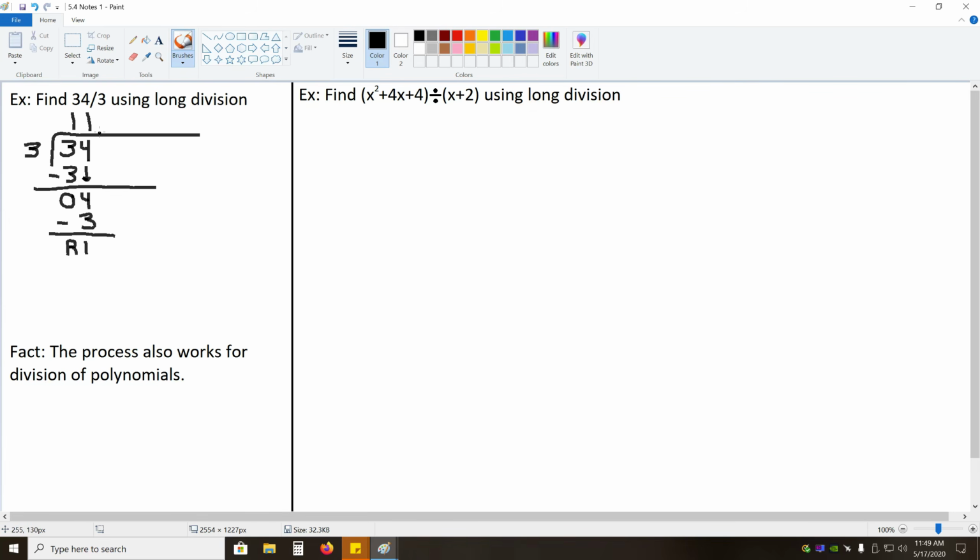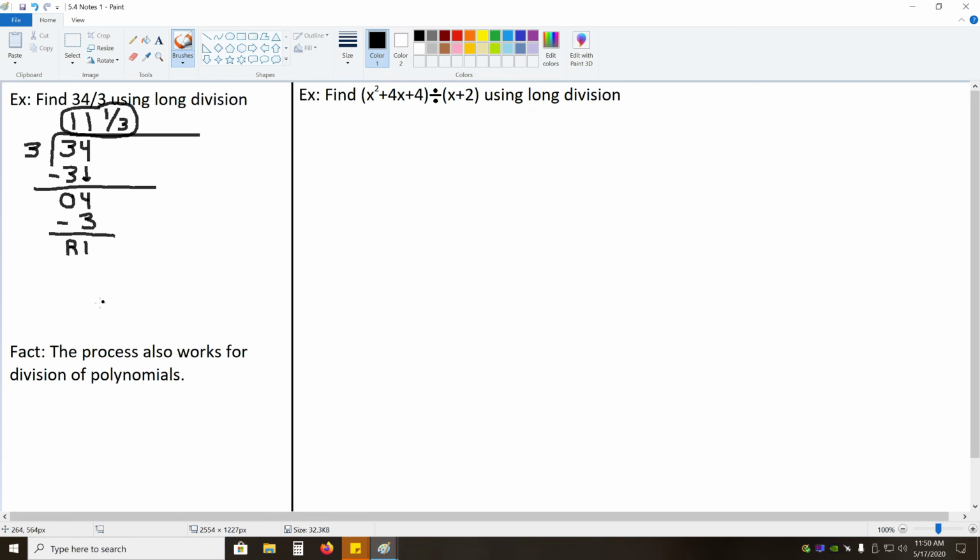So with remainders, you take your remainder value and you divide it by the number on the outside, or the number that was originally in the denominator, which is 3. So our answer is 11 1/3. So 34 divided by 3 is equivalent to 11 1/3.